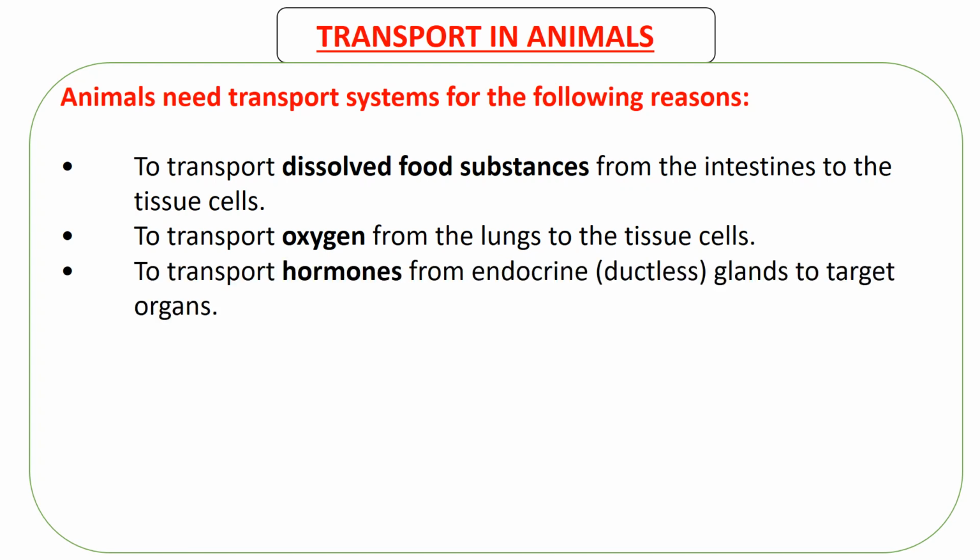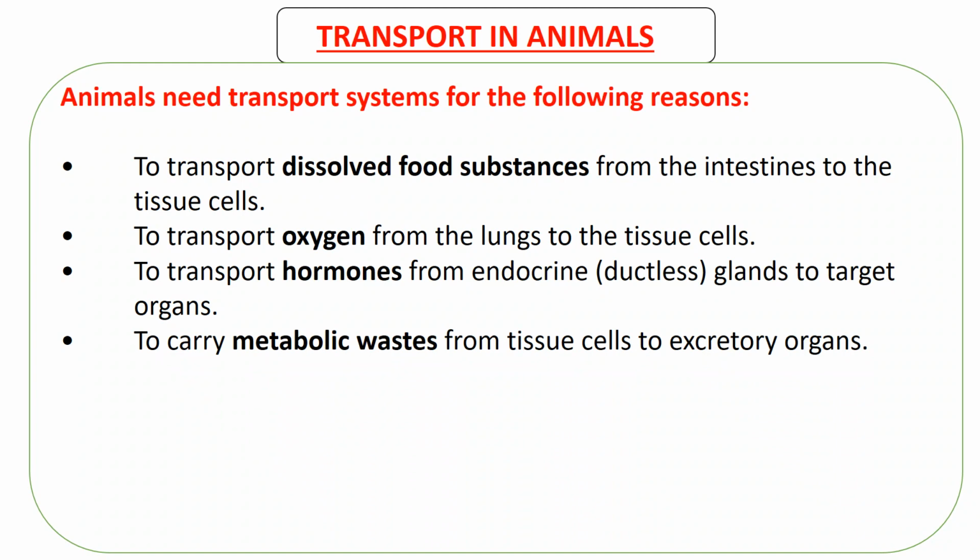Also, to transport hormones from the endocrine glands to target organs. Of course, we haven't looked at hormones yet, but you can know that in mammals there are hormones. Even in plants there are hormones. These hormones have to be transported from where they are made, which are called endocrine glands, to where they need to be used, which are target organs.